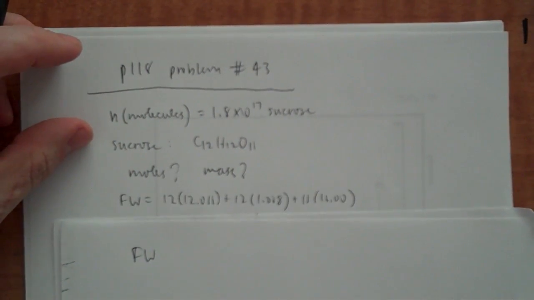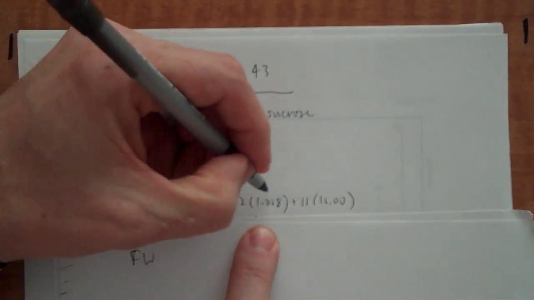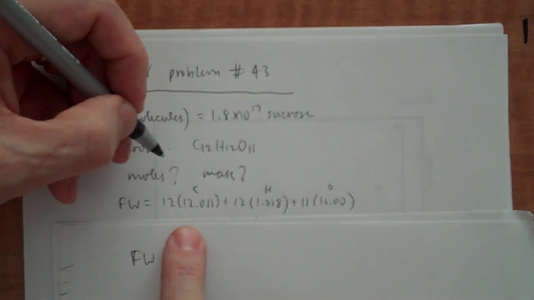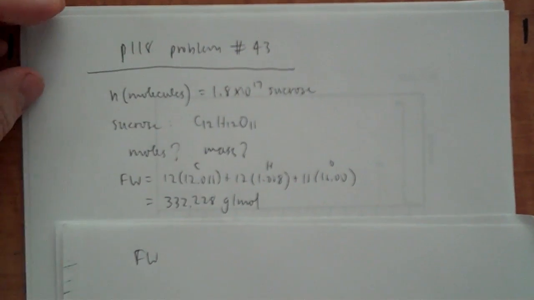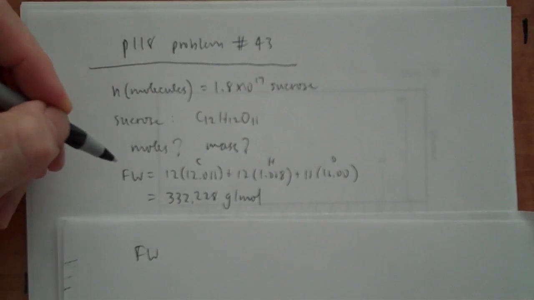So the formula weight is, there are 12 carbons in it, right? That's the carbon molar atomic mass. There's the hydrogen atomic mass. I look it up in the periodic table, and there's my oxygen. So there's 12 times that, 12 times that, and 11 times that. I put that in my calculator already and got 332.228. Let me just check that again real quickly. 12, enter, 12.011 times... Okay, got the same number. So 332.228, reasonably sure that's correct.